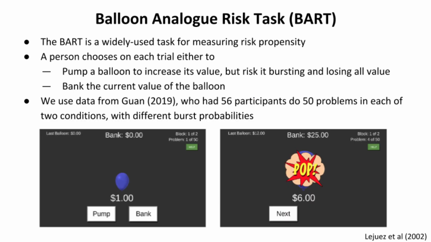The balloon analog risk task, or the BART, is a widely used measure of risk propensity. On each problem, a decision maker here is faced with a series of trials where they can either pump up a balloon to increase its value or bank the value they already have. Pumping the balloon further inflates it and risks the balloon bursting, in which case you lose all of the value. So the wisdom of the crowd question here is, can you combine the pumping and banking decisions across individuals to balance out the risk propensity and lead to good group behavior?